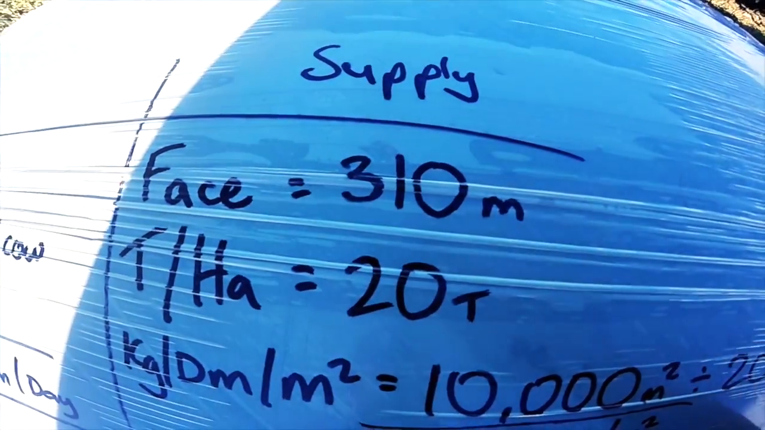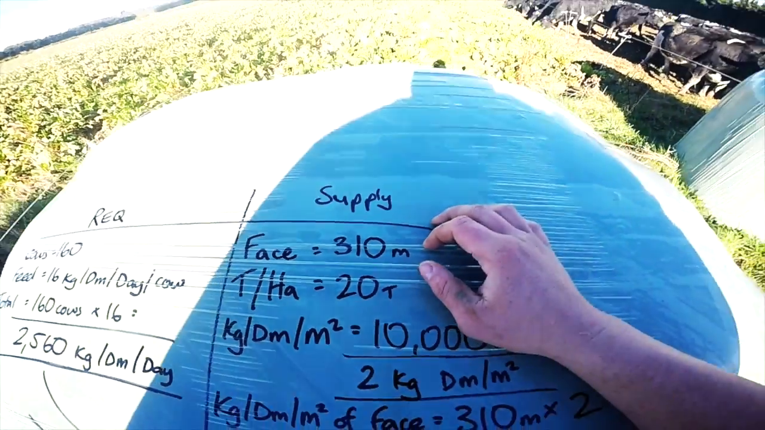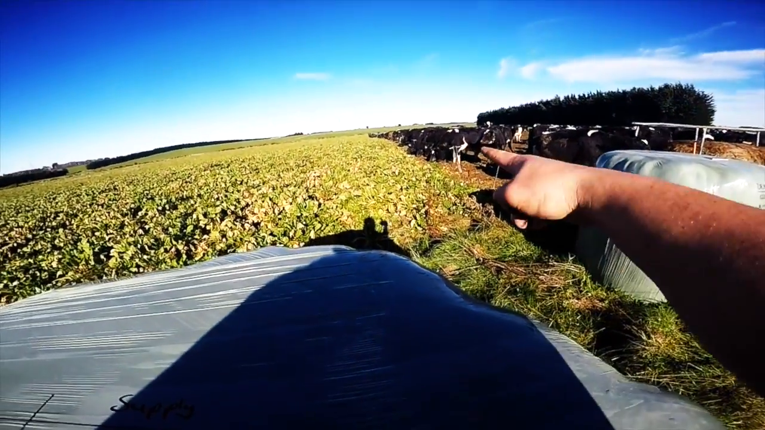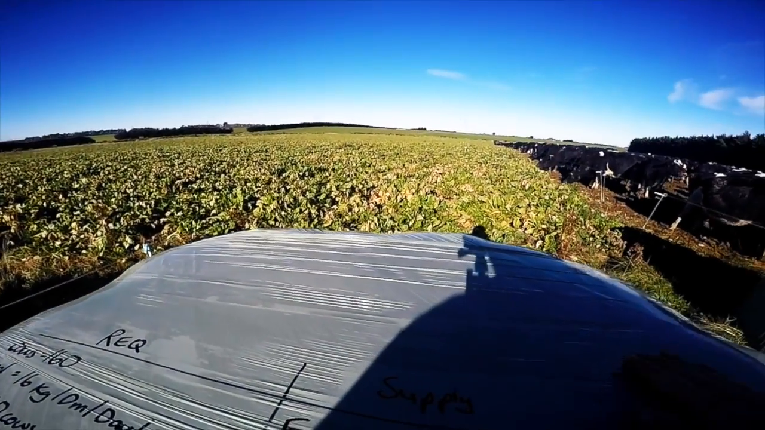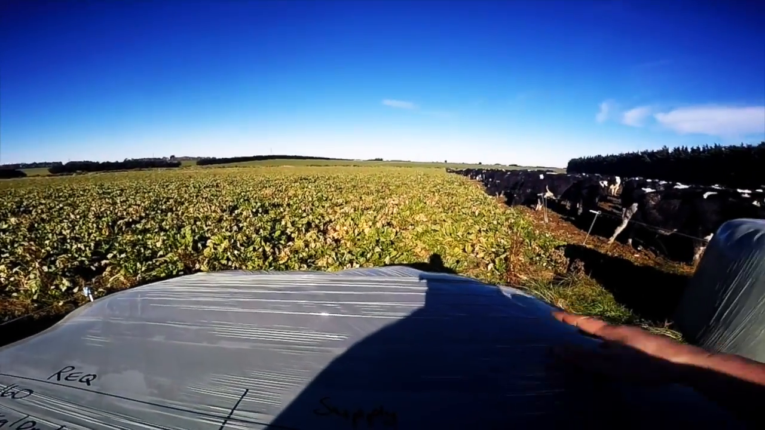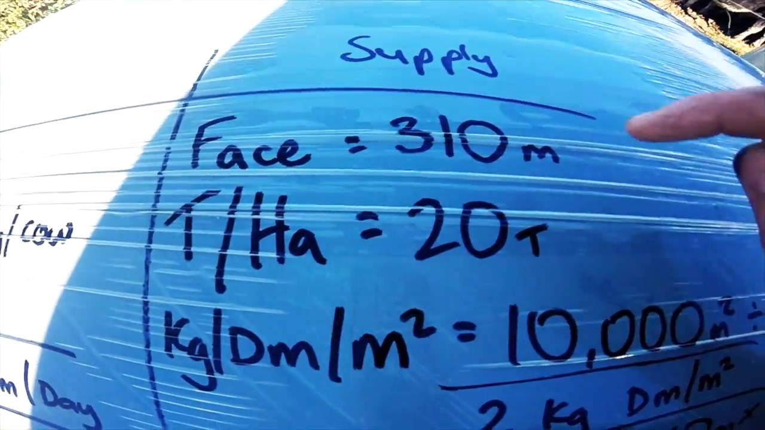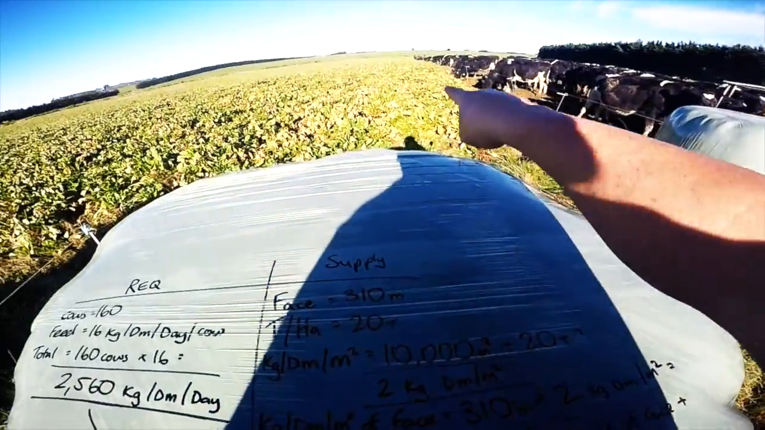Now let's look at supply. Whenever we're talking about a face fence, that's the fence that all the cows' faces are reaching under. Can you see that? This other fence that we stuck up here is the safety fence, so it's going to save us from the cows breaking out and stuffing all our crops. That face fence is 310 metres from this end all the way down to the other end.